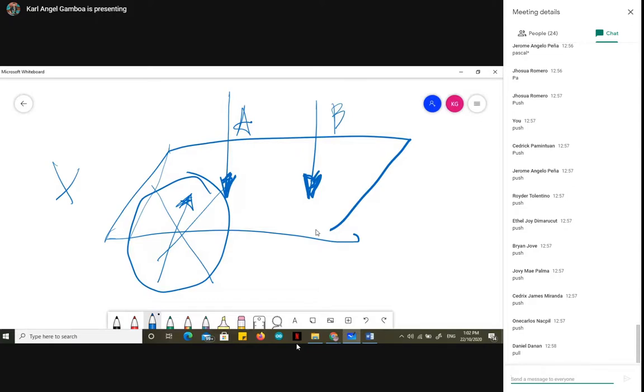Okay? Kasi nakahiga siya. For example, papunta naman dito, nakagilid. This is not coplanar. So, kapag coplanar, guys, lying at the same plane.